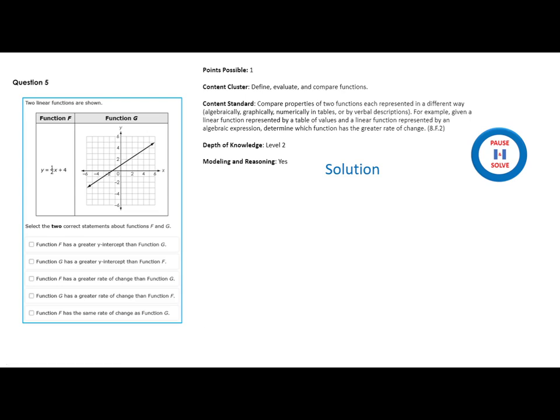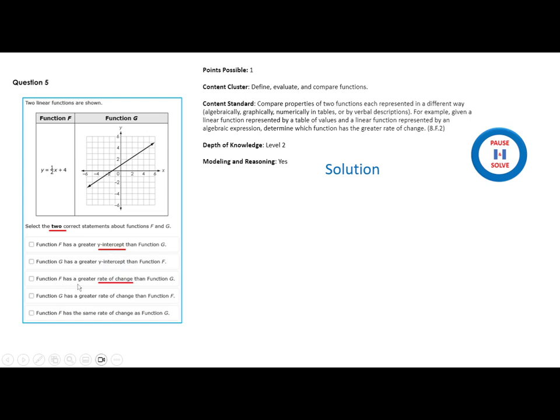In this question, two linear functions are shown, one using a table and one using a graph. Select the two correct statements about functions f and g. So there will be two correct statements out of these five. Always underline or pay attention to the important points given to you. They're saying function f has a greater y-intercept, function g has a greater y-intercept. So that's talking about the y-intercept.